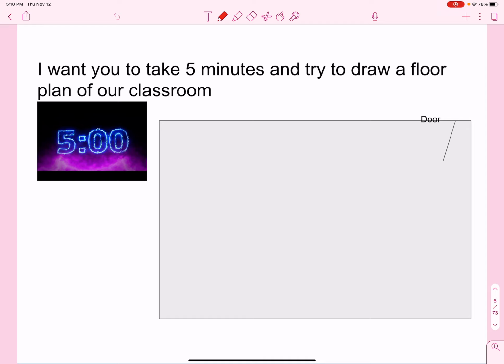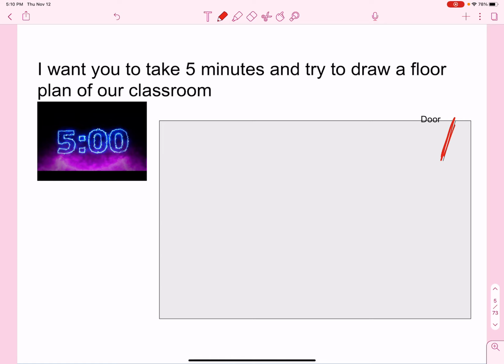Well, I want you to take 5 minutes and try to draw a floor plan of our classroom. I drew a rectangle. Our class is kind of a rectangle. And the door is up in the corner. And see, I made a little mark for the door right here.